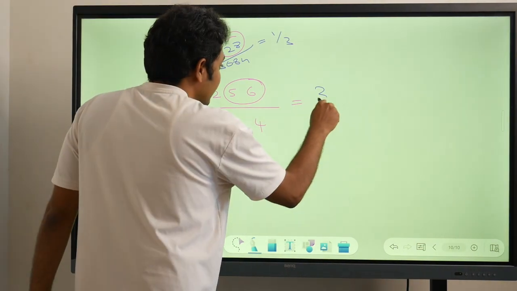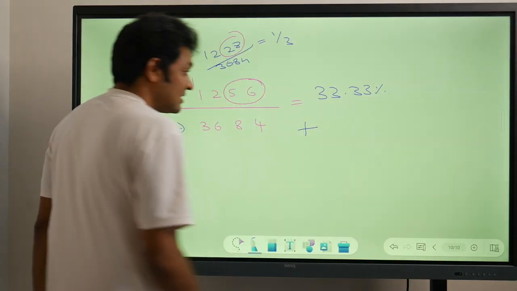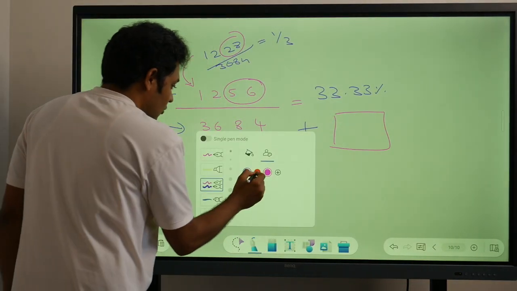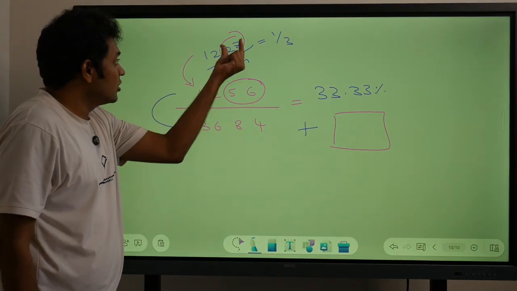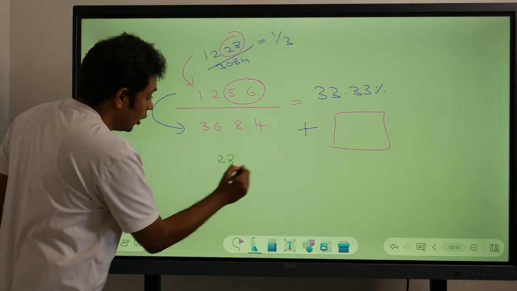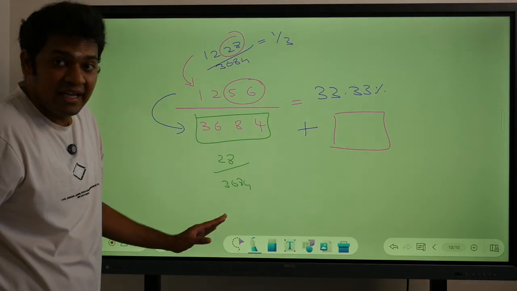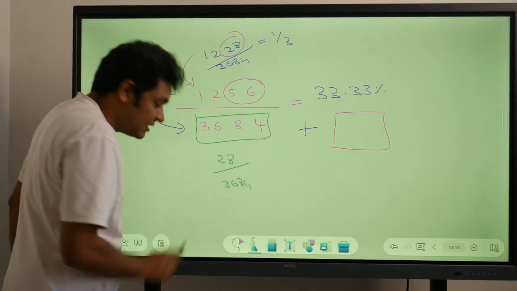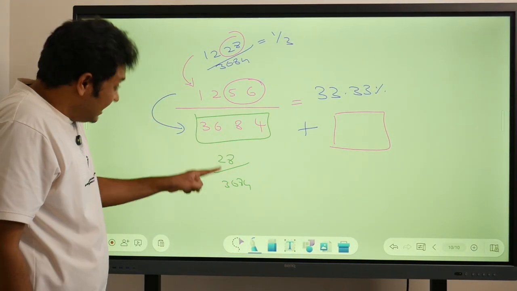So my number is 33.33% plus the extra value. Clear? What is that extra value? That we have to find. The extra number is 28. So 28 out of this whole number, 3684, is what percentage? That percentage I should add. Okay, it's a very close call. No, 10% is 368, so it's not 10%. 1% is 36. It's less than 1%.